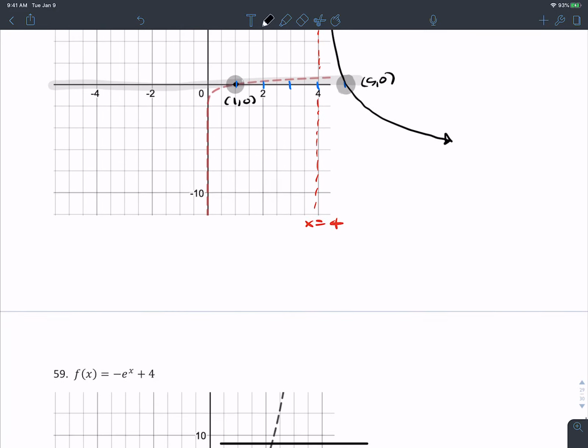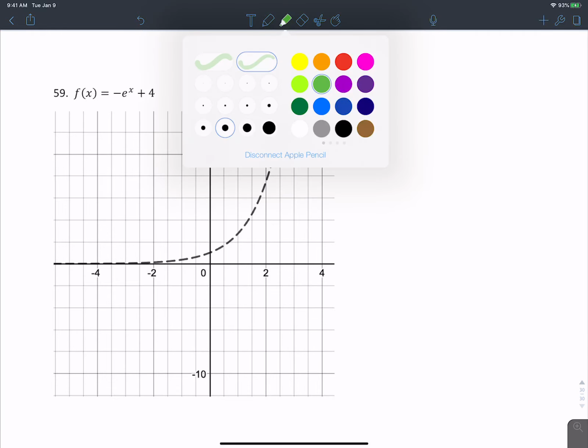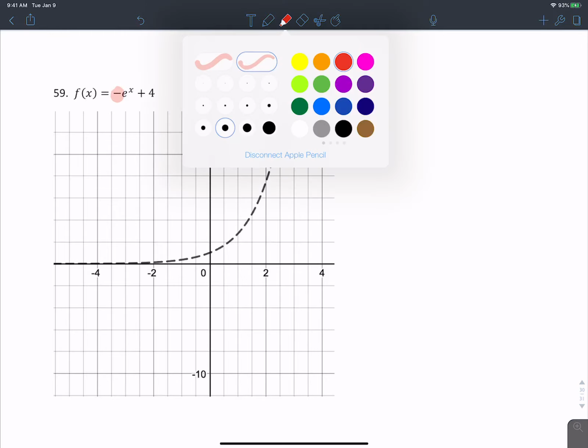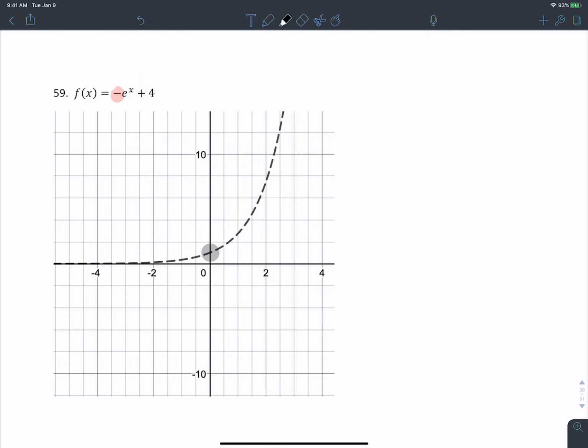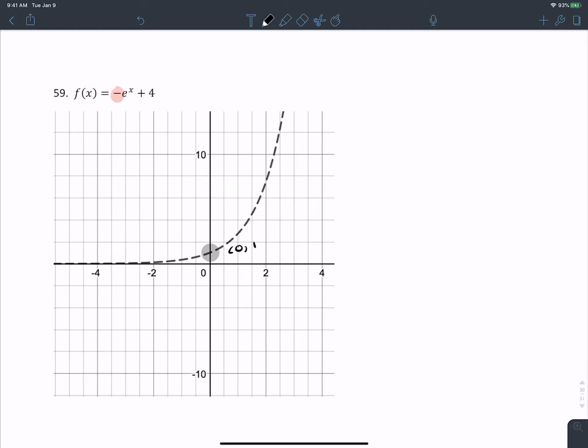All right. Let's now go to 59. 59 is an exponential growth curve, but you have this negative sign. Some details again about this location. That's the location of 0, 1. That means x is 0, y is 1. You always go to that point.